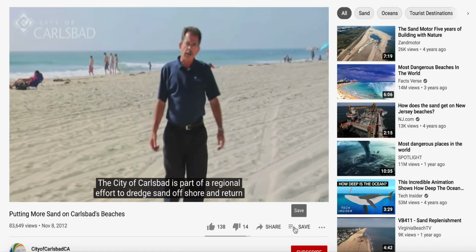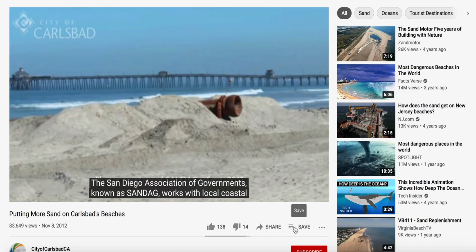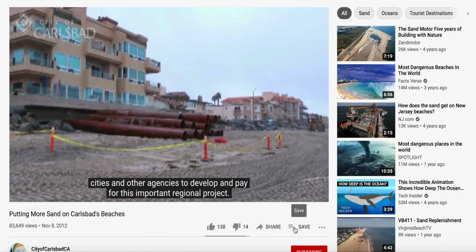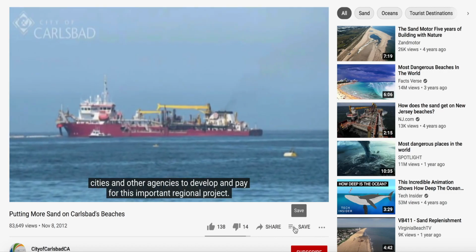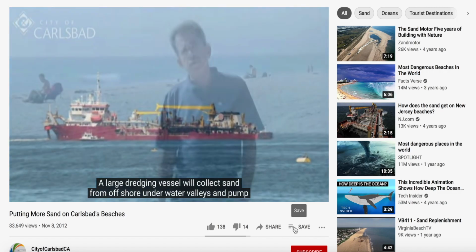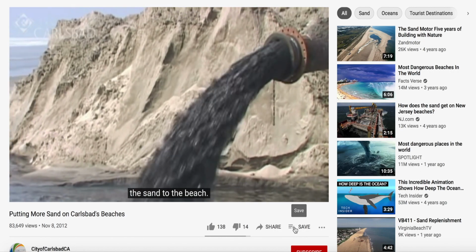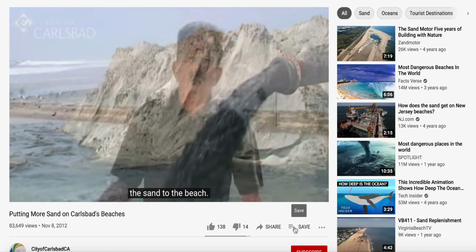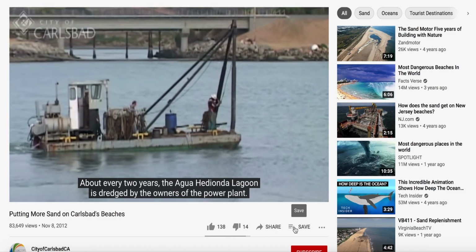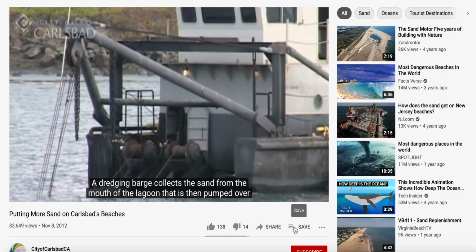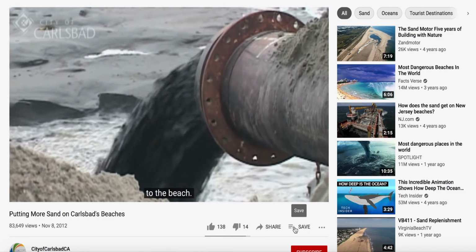We are part of a regional effort to bring sand to our beach. The San Diego Association of Governments, known as SANDAG, works with coastal cities and other agencies to develop and pay for this important regional project. A large dredge vessel collects the sand from underwater valleys and then pumps that sand onto the local beaches. About every 2 years, the western basin of the Agua Hedionda Lagoon is dredged by the power plant. A dredge vessel collects the sand from the mouth of the lagoon, which then pumps the sand onto the beach.